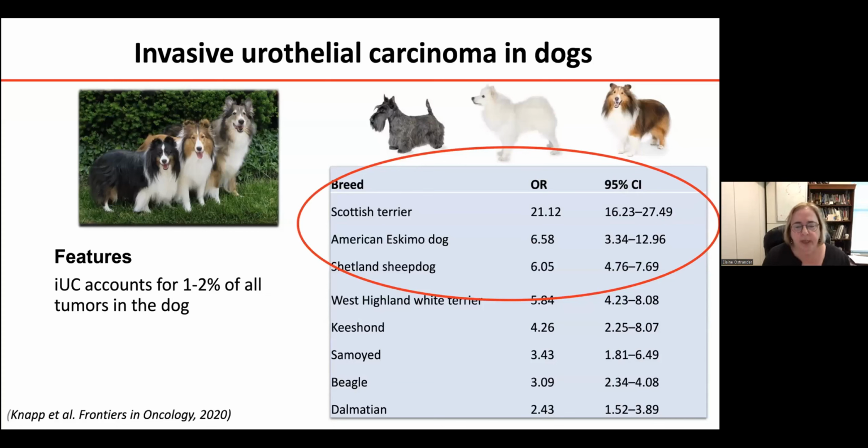All right, so these are the top breeds for getting invasive urothelial cancer. And you see topping the list is a Scottish Terrier. So if you're a Scottish Terrier, your odds of getting the disease are about 21-fold higher than the average mixed breed dog walking down their street, followed by the American Eskimo dog at 6.5-fold, the Shetland sheepdog, the West Highland White Terrier at about 5.8-fold, and so on as we go down.